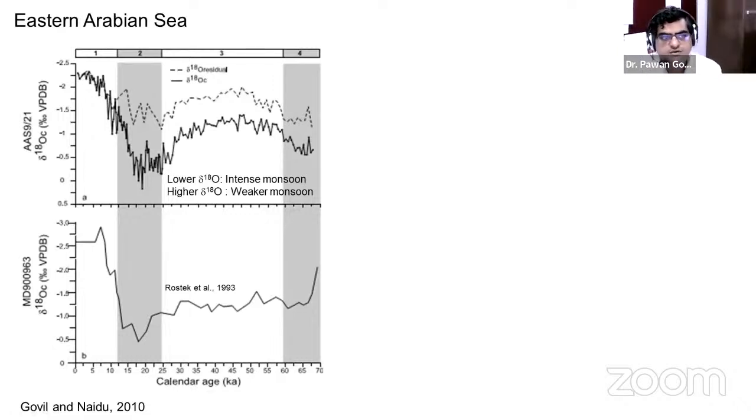So I would like to talk first about the Eastern Arabian Sea core, where again the delta-18O of calcite, and we have removed the ice volume history from there. So this is the delta-18O of residual, which tells us about the sea level variation in it. And our core is very well versed with the delta-18O of calcite with monsoon work within the Arabian Sea.